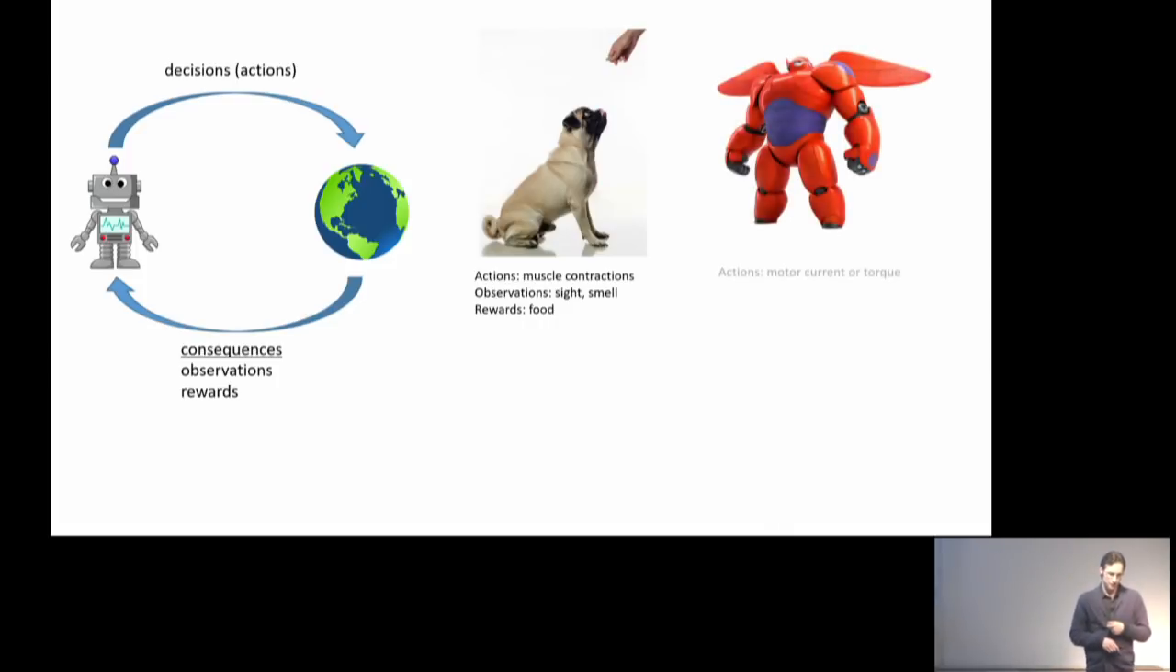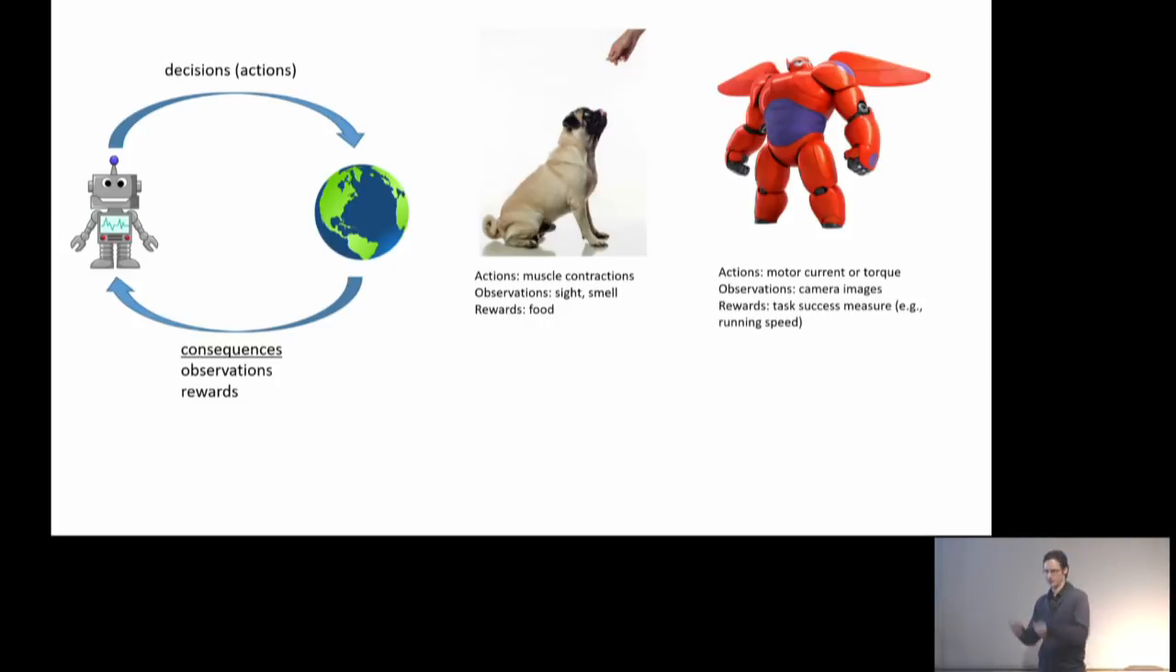This guy, maybe for this guy, his actions are motor current or motor torque, something that actually actuates the joints. The observations maybe are camera images, and the rewards are like some measure of task success. So if this guy's trying to run as fast as possible, maybe the reward function depends on how fast he's running, and if he's trying to fight crime as effectively as possible, maybe his reward function is the average level of crime in the city. It can span the full range from very low level to very high level, but that's just the goal that this agent is trying to accomplish.